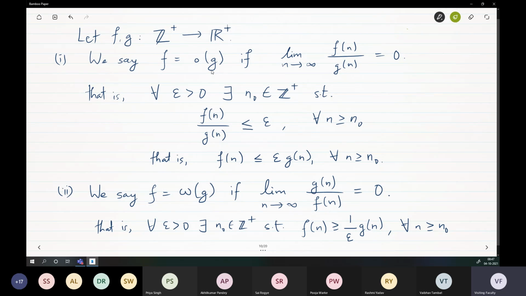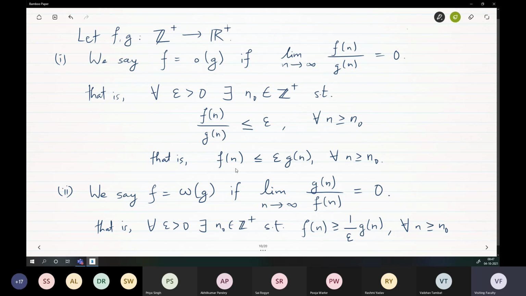So how do you say that g grows strictly faster than f? Well, if you take the ratio f(n) by g(n), and g(n) is going to infinity strictly faster than f, then this limit should go to 0, right? Because f(n) will become smaller and smaller compared to g(n). So that is the definition. And if we open the definition of the limit and rewrite this, it means for every epsilon there is an n naught such that f(n) by g(n) is at most epsilon for all n greater than or equal to n naught. But then this says f(n) is at most epsilon times g(n) for all n greater than or equal to n naught.